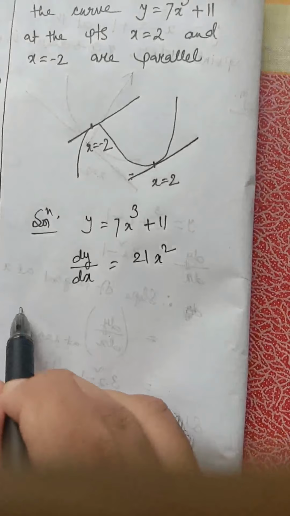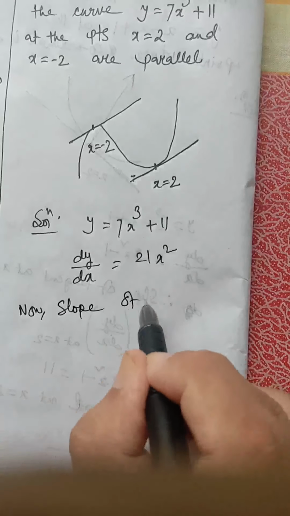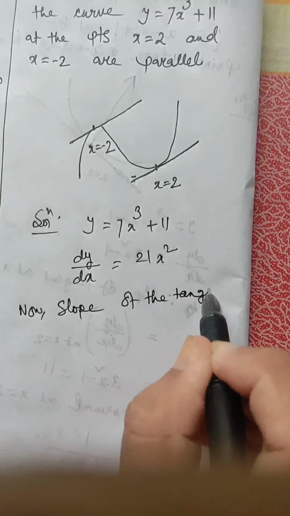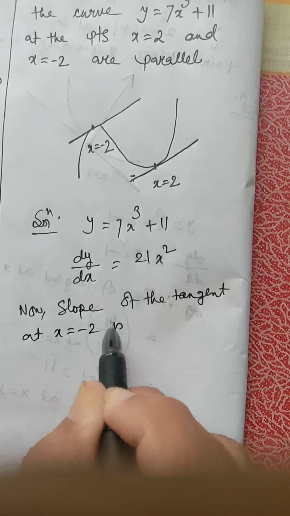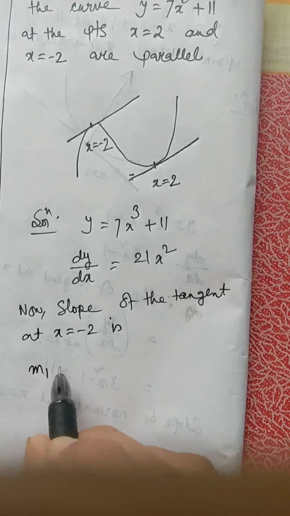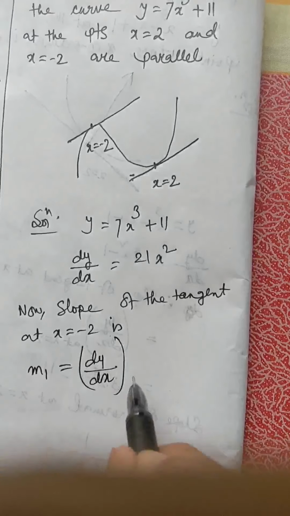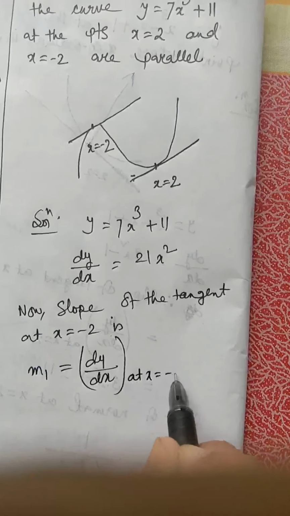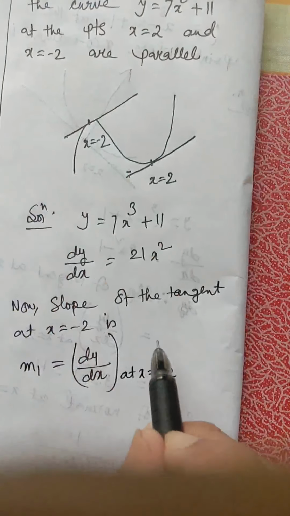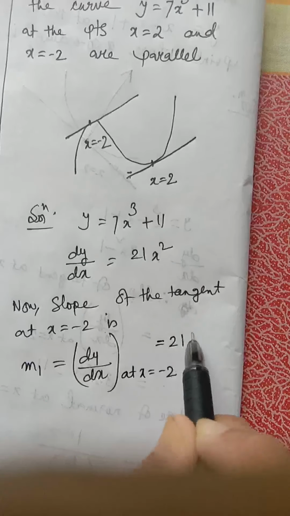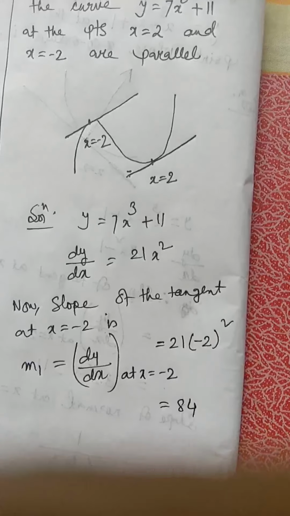Now, the slope of the tangent to the curve at x equal to minus 2 is m1 equal to dy by dx at x equal to minus 2. This is the tangent at x equal to minus 2, so the slope will be dy by dx at x equal to minus 2. Minus 2 square, so this is equal to 84.